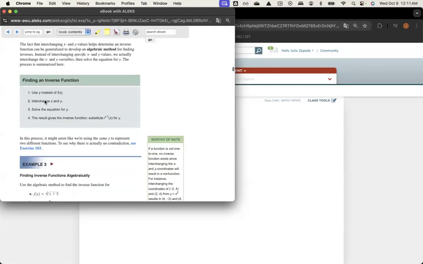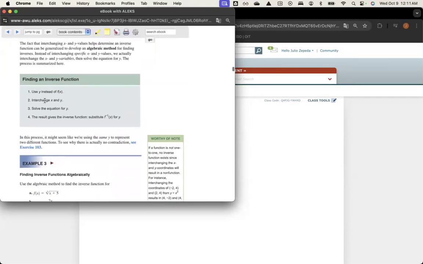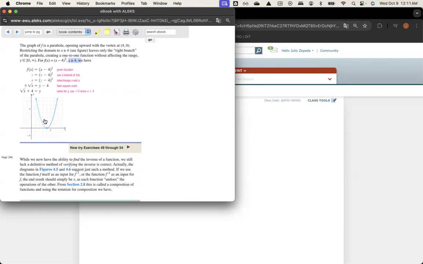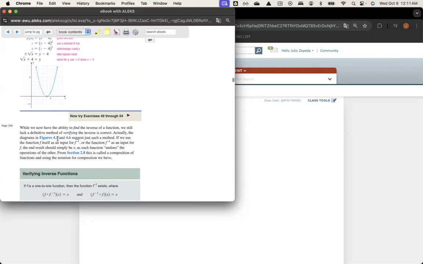You can read through there. And then why do we care about one-to-one functions? We care because one-to-one functions are invertible. You can find an inverse of them. And so here is the parabola example that we were talking about, or a similar one. The entire parabola is not invertible, but if you only include half of the parabola where x is larger than or equal to 4, let's say, then that function is one-to-one. This solid part here is one-to-one, and we can find an inverse for it.